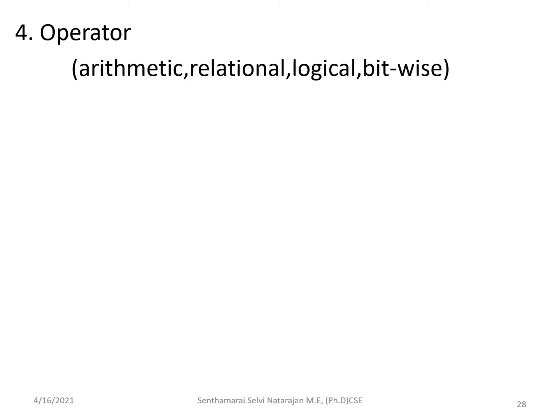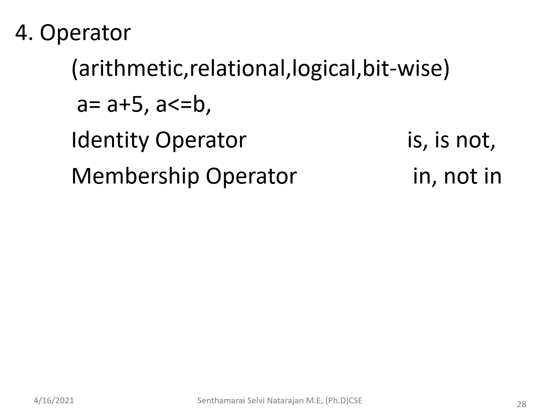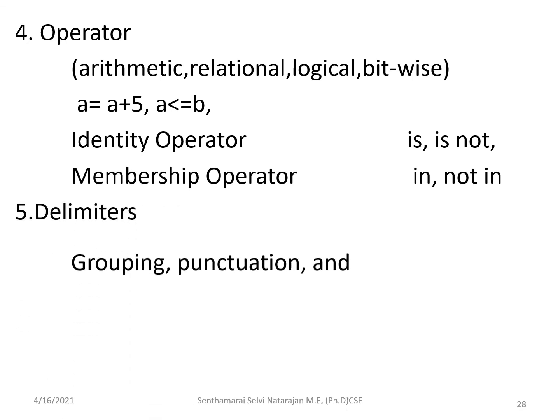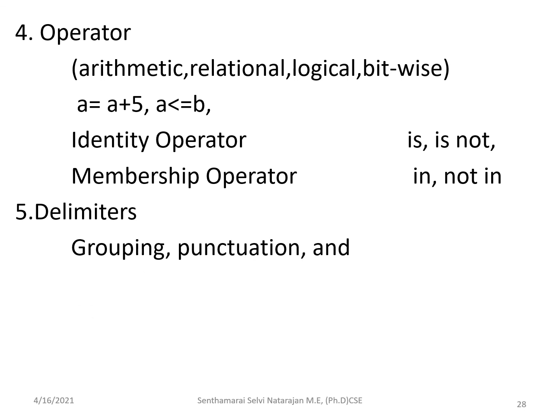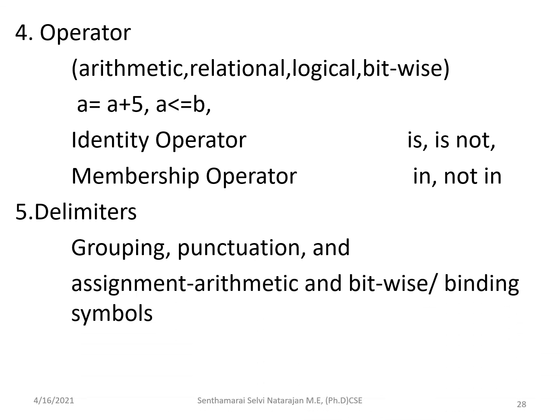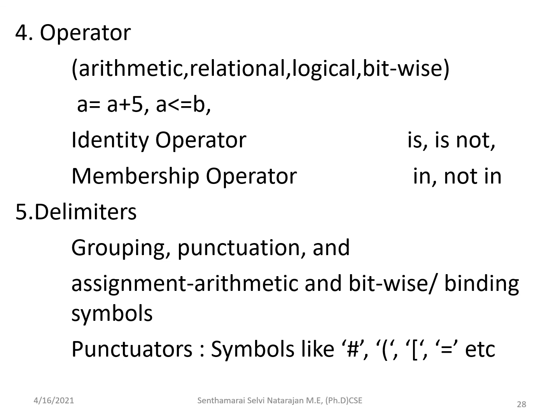And next is operator: arithmetic operator, relational operator, logical, bitwise. All these come under this category. Some examples I have identified. Here I have included membership as well as the identity operator. Next, moving to the delimiters. Here the grouping, punctuation, and then the assignment. Both arithmetic and bitwise are included in this assignment, as well as the binding symbols. Here are some punctuators. Here this hash is not included, since Python treats it as a comment, so you have to ignore this.